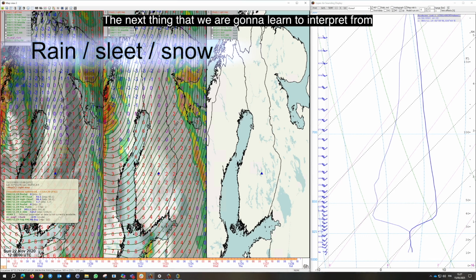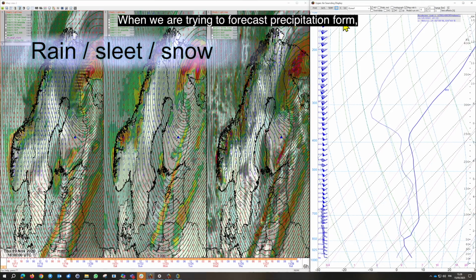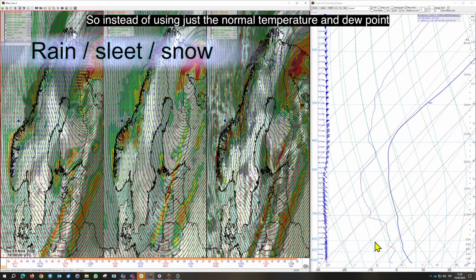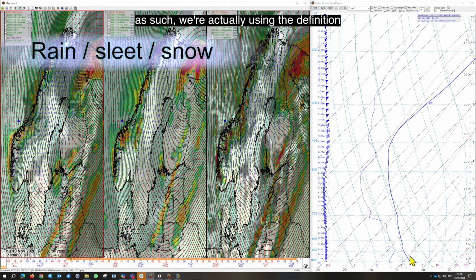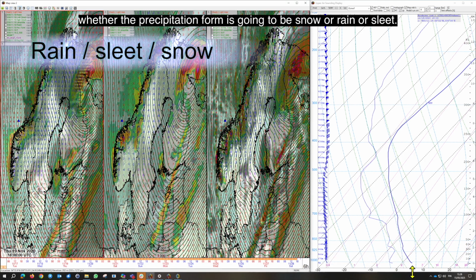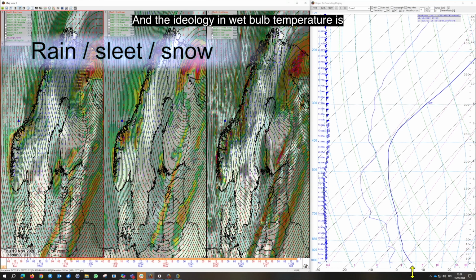The next thing that we are going to learn to interpret from the sounding is precipitation form. When we are trying to forecast precipitation form, there is a definition in meteorology that we're going to use, and it's called wet bulb temperature. So instead of using just the normal temperature and dew point as such, we're actually using the definition of wet bulb temperature when we are trying to consider whether the precipitation form is going to be snow or rain or sleet. And the ideology in wet bulb temperature is that you are evaporating moisture into a layer of air.